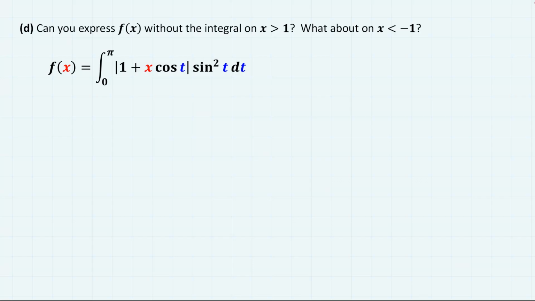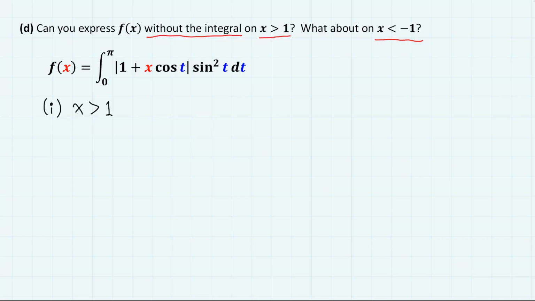And now problem D, which can be considered the highlight of this video. Obtaining the expression for f of x without the integral on x greater than 1 and on x less than -1. So basically, we have to carry out the integral again.